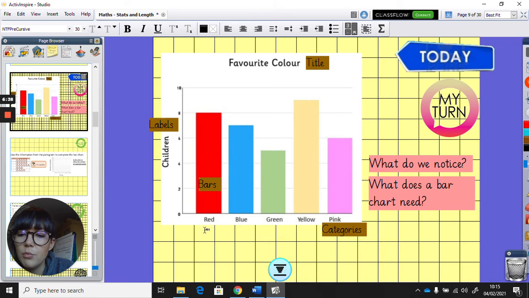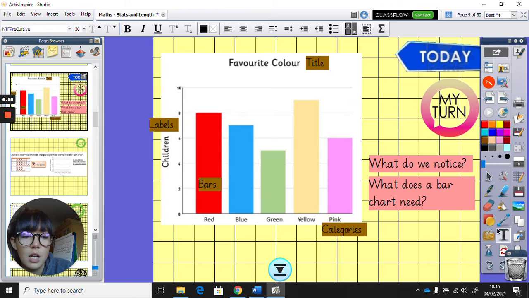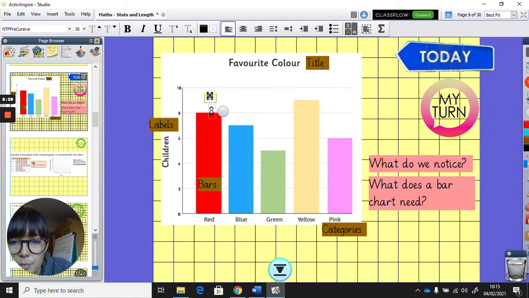So if we look at the red bar here, so we've got our bars here. If we look at the red bar, because it says red down the bottom, how many children liked red the best? You can tell if you look at the top, it is on the 8. So that means that 8 children liked red the best. Let's pop that in there. I'll pop it at the top. You can see that because it's gone up to the 8.